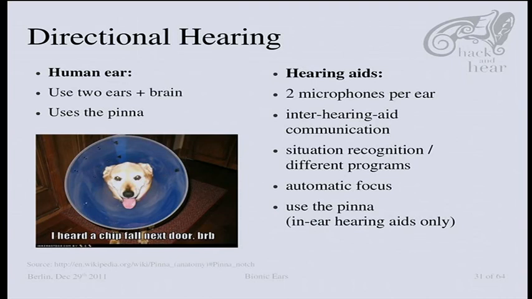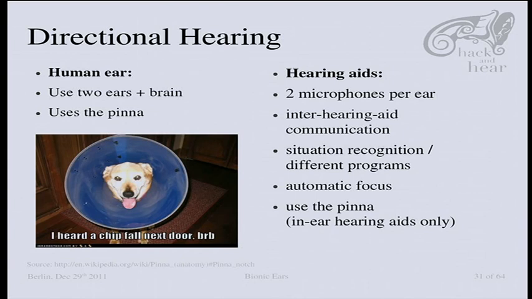First of all, directional hearing is impaired when you have a hearing impairment. The human ear uses the two ears and the brain to locate sound, and we use the pinna, which is the outer part of the ear, Ohrmuschel in German. If you have behind-ear hearing aids, most of the microphones and everything else is behind the ear, so you cannot use the pinna. You have to simulate that in a different way.